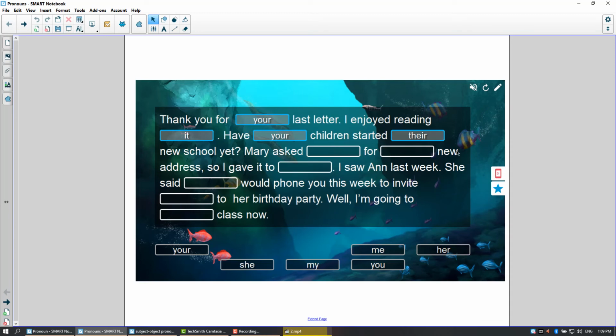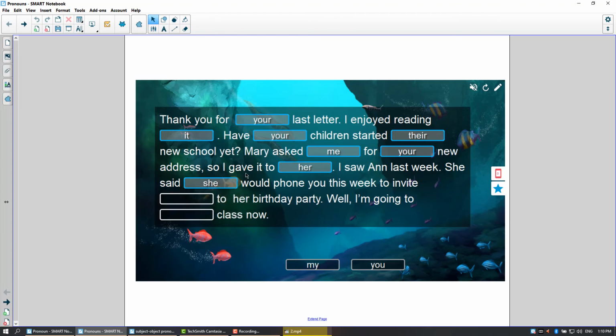Mary asked me for your new address. Because I am the speaker, she asked me for what? Your new address. Okay. So I give it to Mary. So I need a female singular pronoun. So I give it to her. I saw Anne last week. She said she would phone you this week. So for Anne, the subject pronoun will be she. She said she would phone you this week to invite you, of course. She will invite you to her birthday party.